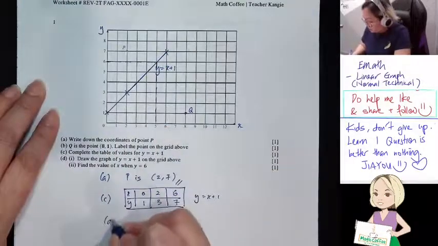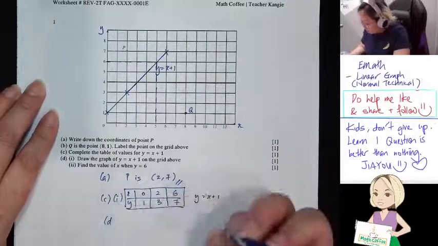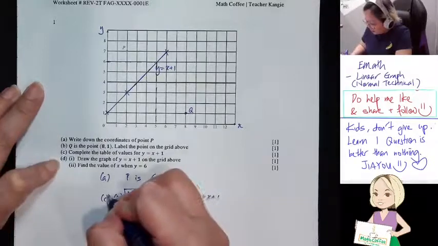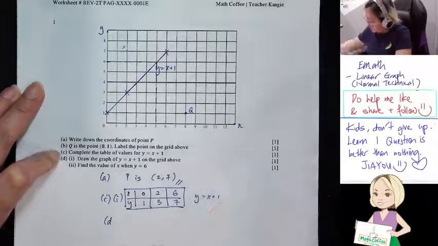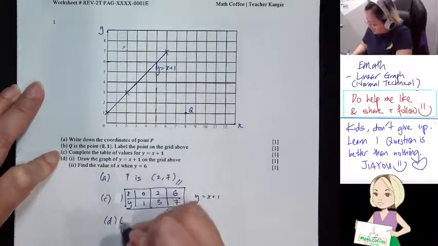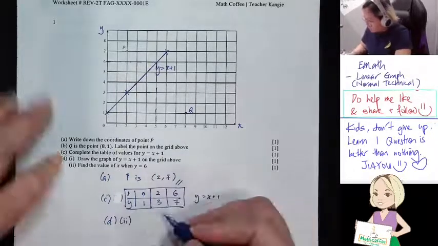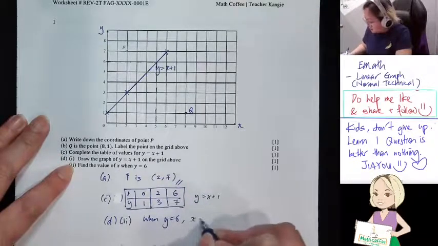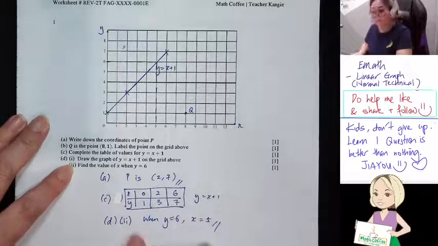So this is part 1. Wait, this is C, and then after that, I'm going to do D part 2. So we will say when y equals 6, my x equals 5. Done. Okay?